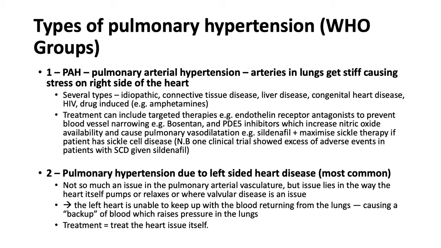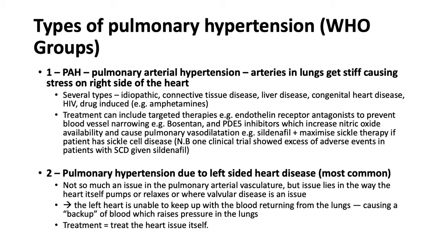So things like bosentan and phosphodiesterase inhibitors, which would include sildenafil, can be useful in those patients. And interestingly, when a trial was done looking at sildenafil in patients with sickle cell disease, there was actually an excess of adverse events in that population group. So we're very careful about who we give sildenafil to in the context of pulmonary hypertension in sickle cell disease.